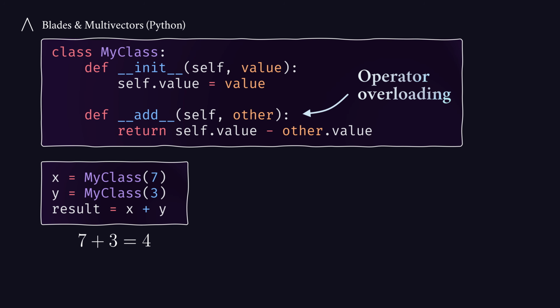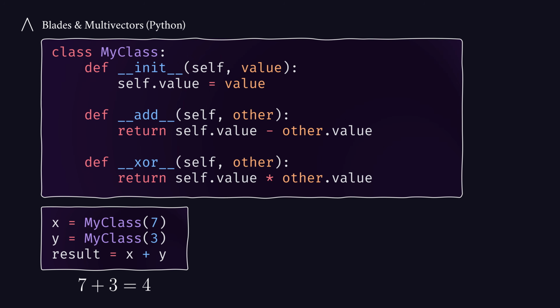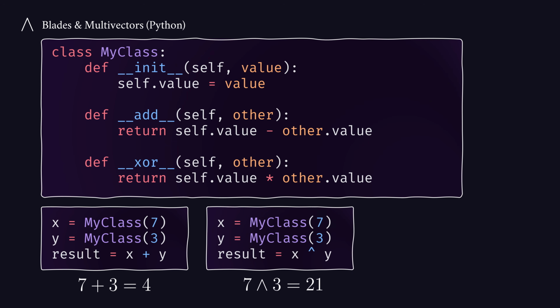And this powerful operator overloading allows us to also override the XOR. Well, the XOR is this little hat that you've seen and that we now use in Python to indicate our exterior product. So now if you wanted, for example, that 7 wedge 3 makes any sense and is equal to 21, then you would just define it like this. This doesn't make any sense, but it's just to show you that you can actually override these operators in Python and make use of them.